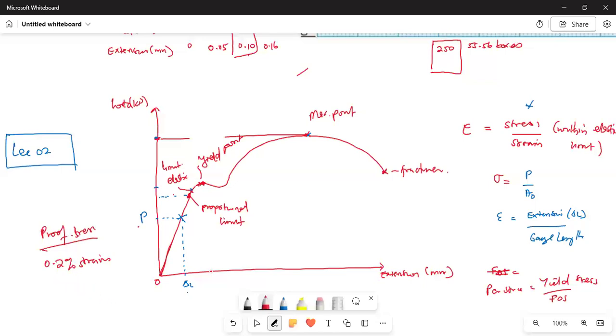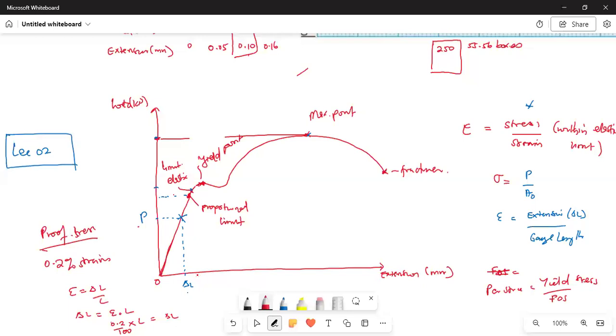So this is strain. You cannot get strain directly on the load extension curve. Everybody knows that strain is change in length over original length. We can make change in length the subject here. So change in length is equal to the strain times the original length. The strain is a percentage, so it's 0.2 divided by 100 to change it to decimal, times the original length. Then you get the change in length.